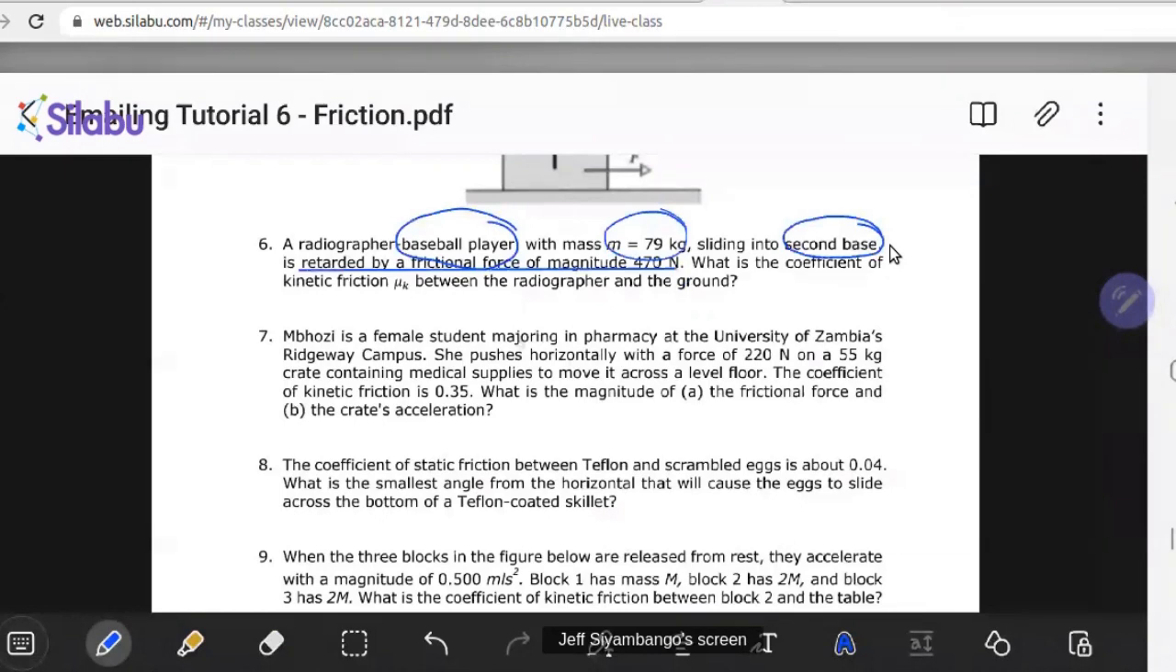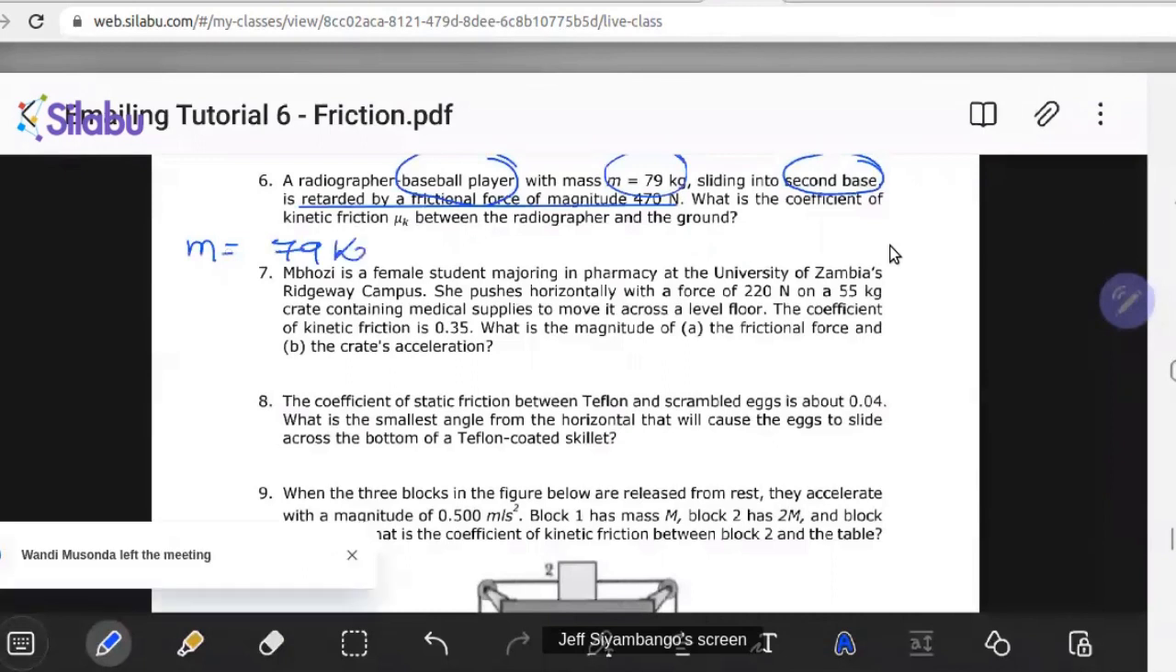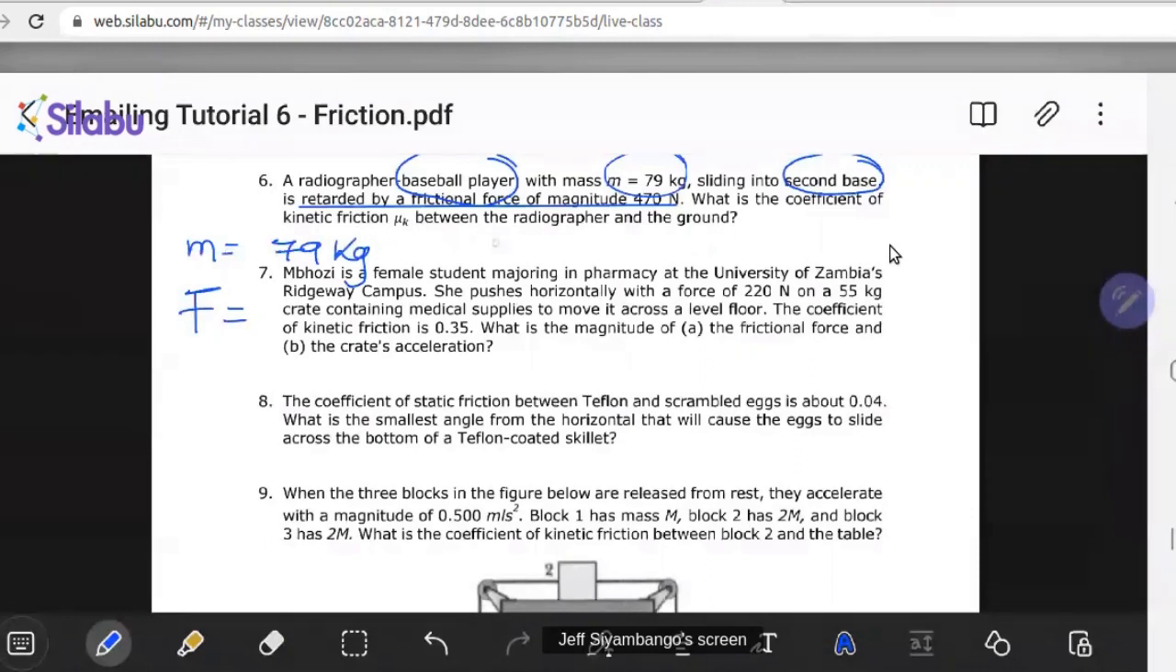So let's first get what the question is giving us. We have the mass. The mass of this player is 79 kgs. And then what else? The player is retarded by a frictional force, which is the force causing this person to stop. By retard, this is just saying the speed is reducing. So retarded by a frictional force of 470 Newtons. And then what are we looking for? We're looking for the coefficient of friction.